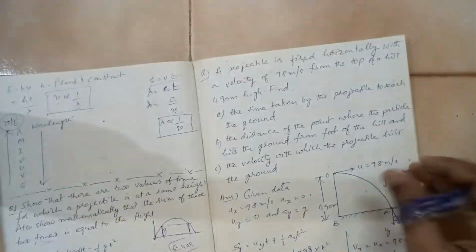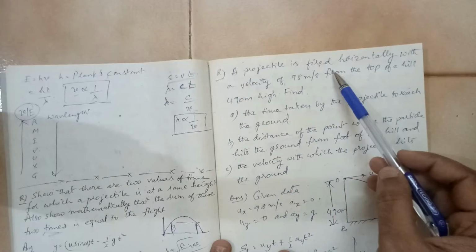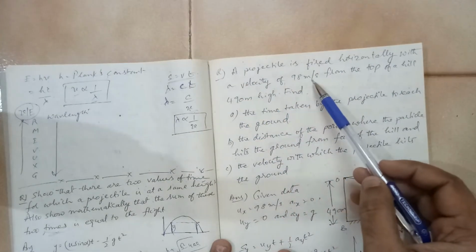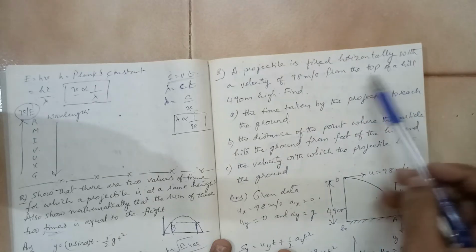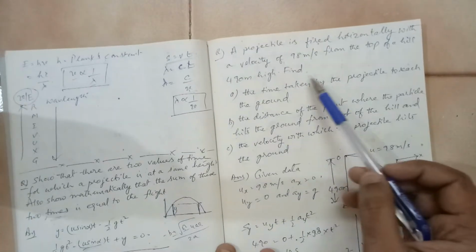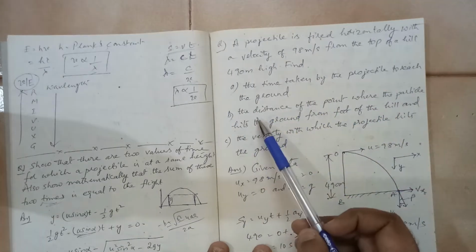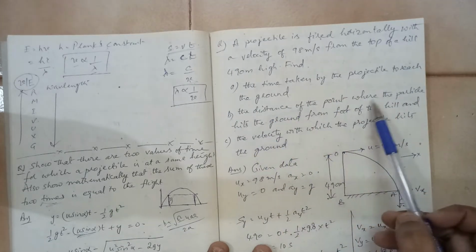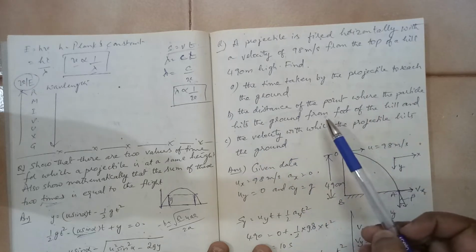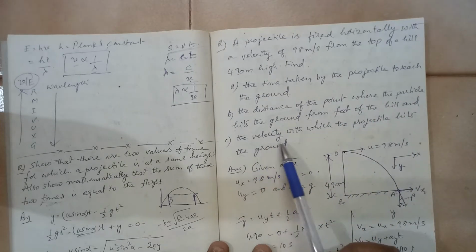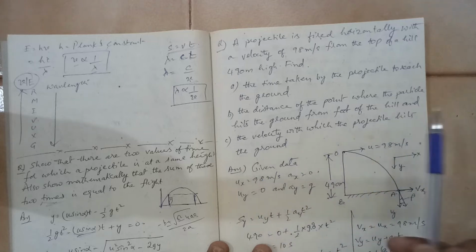Let us see the next one. A projectile is fired horizontally with a velocity of 98 meter per second from the top of a hill, 490 meter height. Find the time taken by the projectile to reach the ground. The distance of the point where the particle hits the ground from the foot of the hill. The velocity with which the projectile hits the ground.